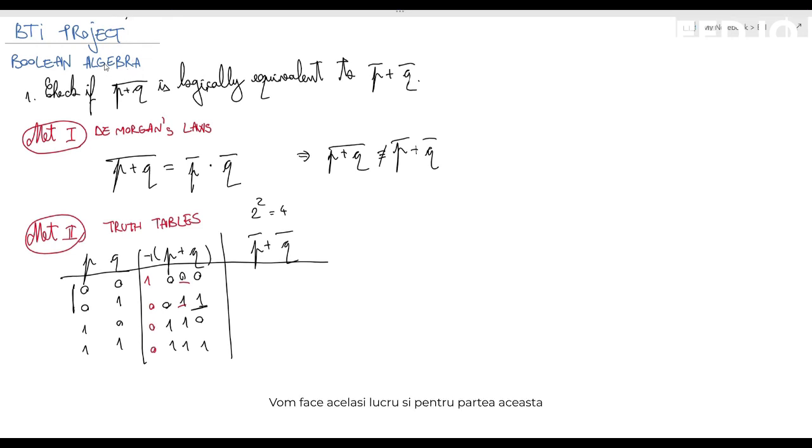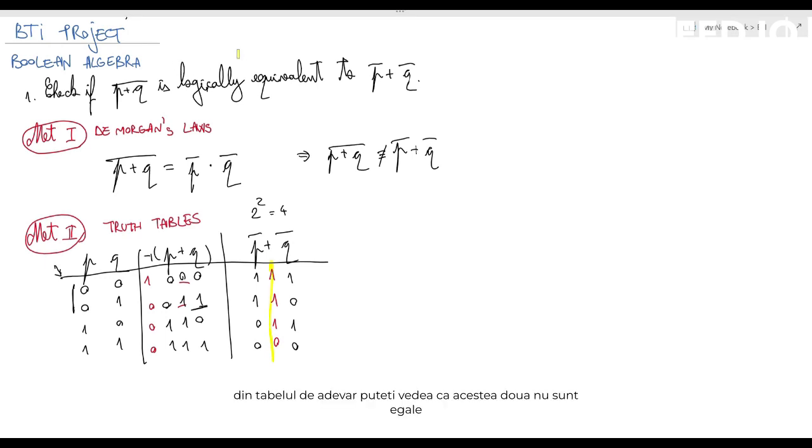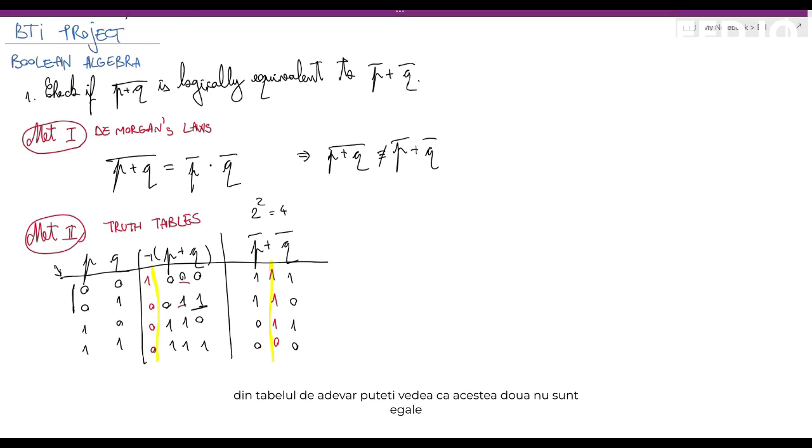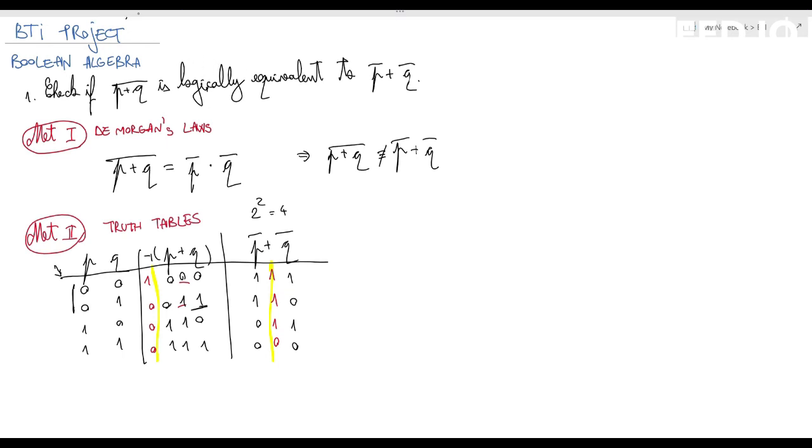We are going to do the same thing for this side. So P negated is, we look here, 1, 1, 0, 0. Q negated is 1, 0, 1, 0. Now, as I said, if you have 1 plus 1 is 1, 1 plus 0 is 1. 1, 1, and 0 here. And from the truth table, you can see that these two are not equal, which means that P plus Q negated is not logically equivalent to P negated plus Q negated.